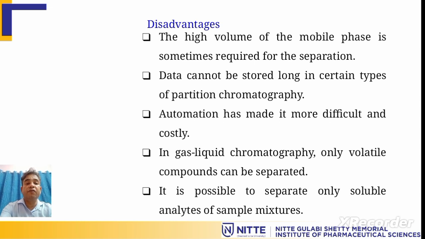In gas chromatography, only volatile compounds can be separated, right? In gas liquid chromatography, this is one of the biggest challenges when handling the sample, because non-volatile compounds have to be turned into volatile ones before separation. If that is not possible, separation in gas liquid chromatography is very difficult. It is possible to separate only soluble analytes of a sample mixture, because when you are spotting the sample onto the paper, it must be in a dissolved or liquid form so that it can be spotted. If it's not possible, it is very difficult to separate the compound.